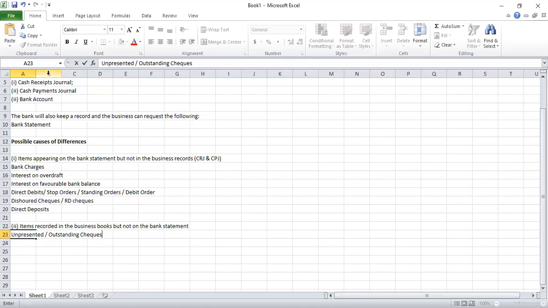In the meantime, it will just be outstanding. Because there are some people, if you give them money today, they might not go with it to the bank now. They will only do it maybe after a week or so. So those will be the outstanding checks or unpresented checks. These unpresented checks can also become, in the long run, what we call stale checks.